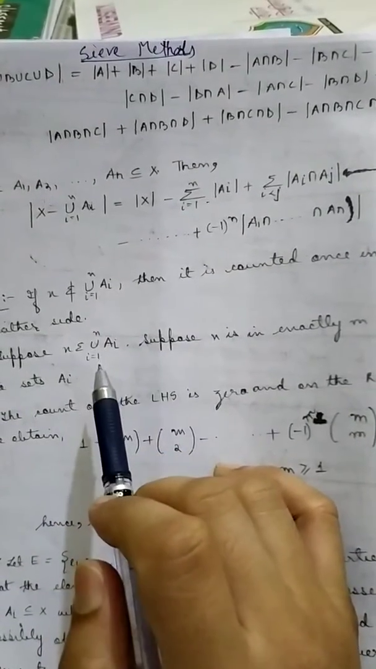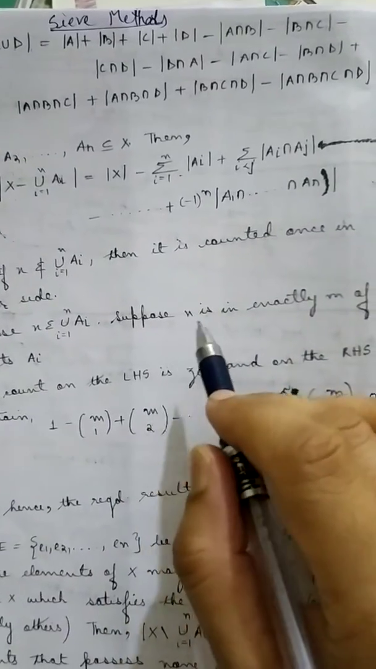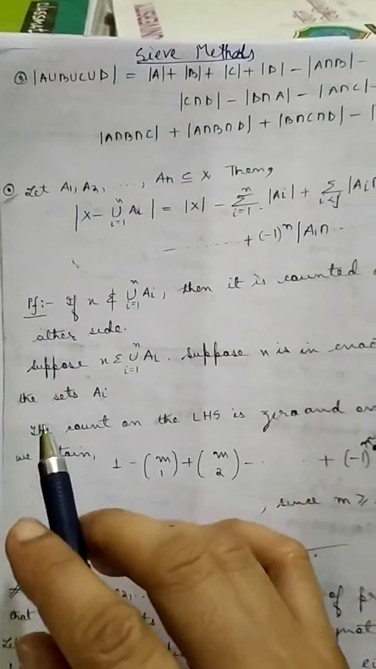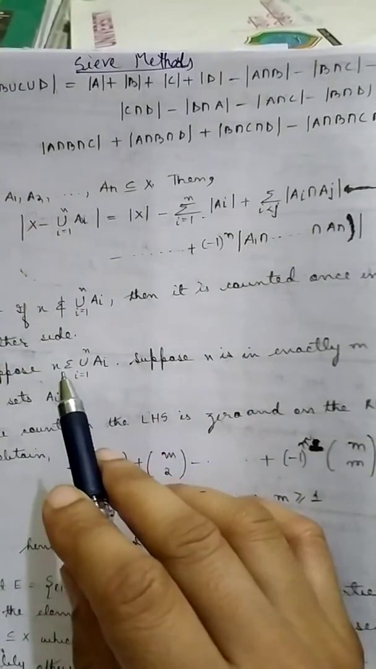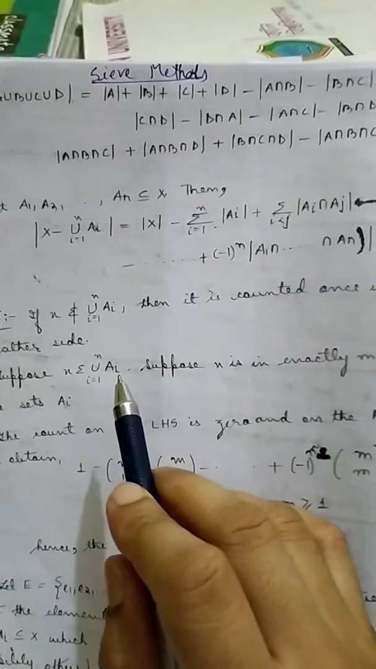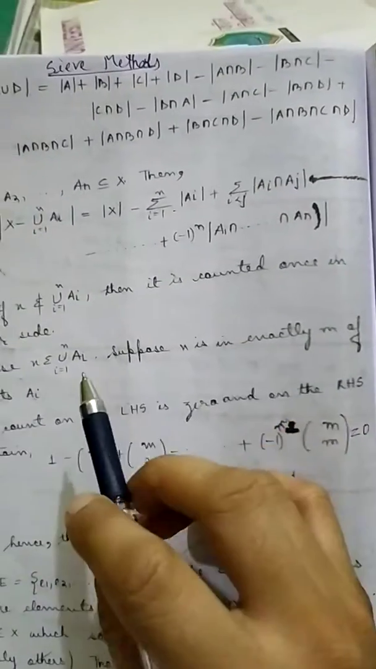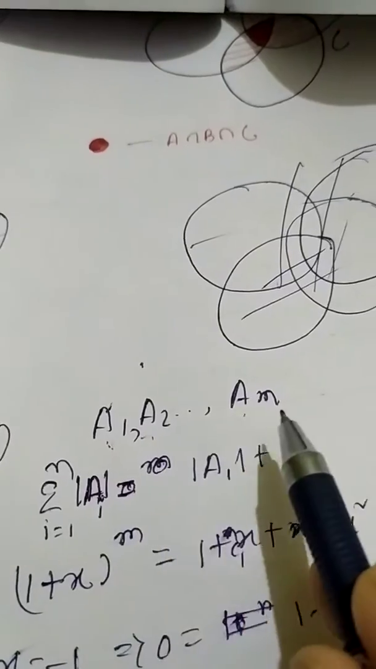Suppose x belongs to this union, and suppose x is in exactly m of the sets Ai. That is, x belongs to this union means x belongs to at least one of these Ai. So say x belongs to m sets, say A1, A2 up to Am. So these are the sets, A1, A2 up to Am. x belongs to this.